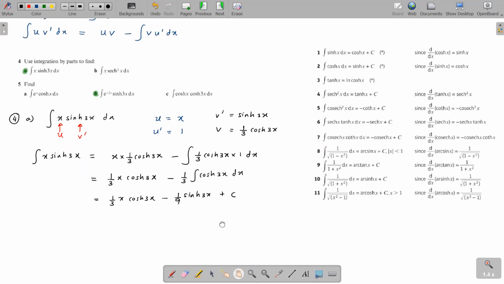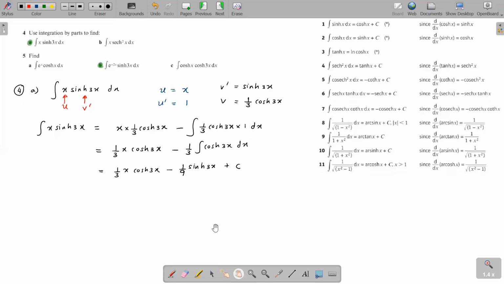Similarly, let's do part B. Fifth one, part B, that is also exactly the same. Sorry, we'll do fourth one, part B. Integration of x sec square x. Let's try this one also.